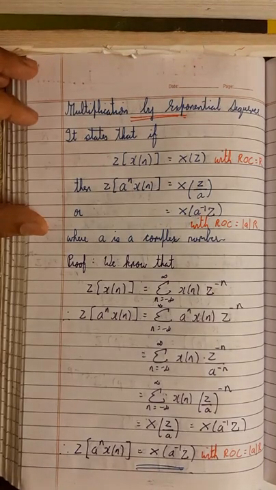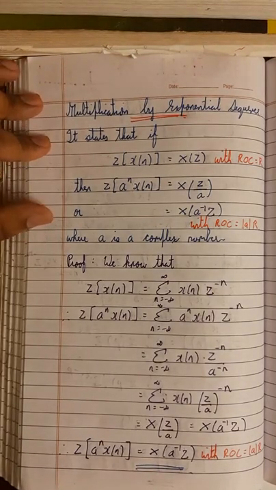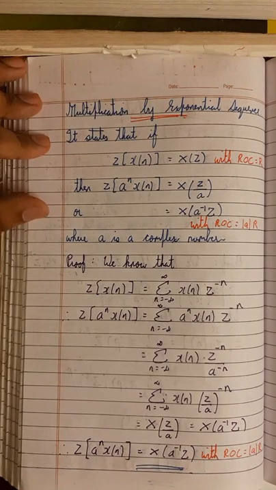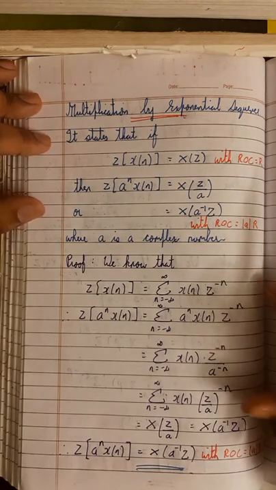So now the next property is the property for multiplication by exponential sequence. That is what happens if the signal is multiplied by an exponential sequence. So let's see the theorem.